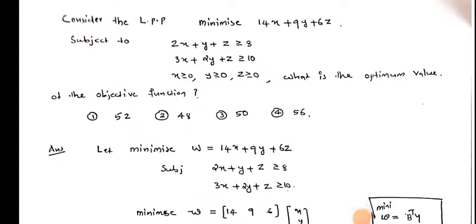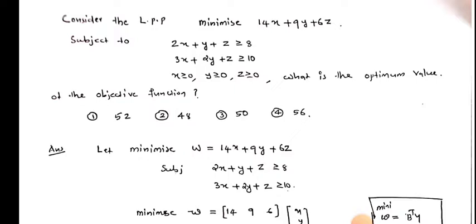Hi everyone. Today we are going to discuss a problem on the CSIR UGC NET Mathematical Science June 2021 LPP paper.